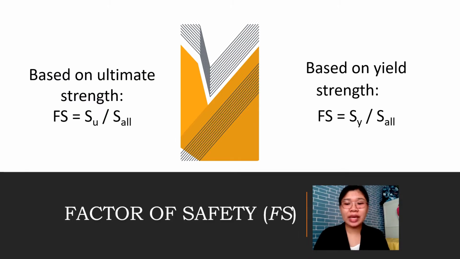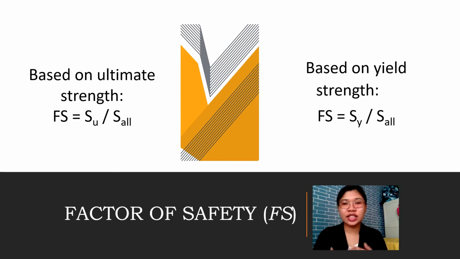So we have, based on ultimate strength, the factor of safety is equal to ultimate stress over allowable stress. And then based on yield strength, it is equal to yield stress over allowable stress.